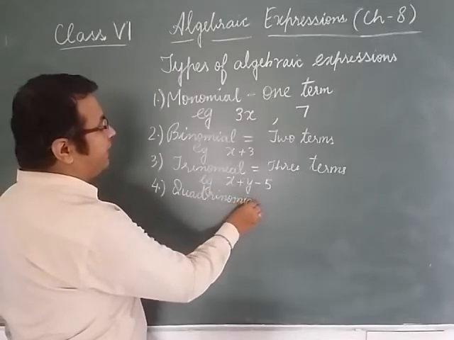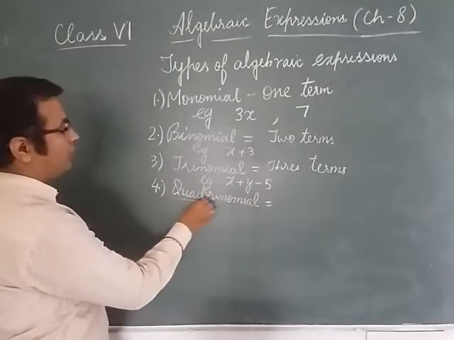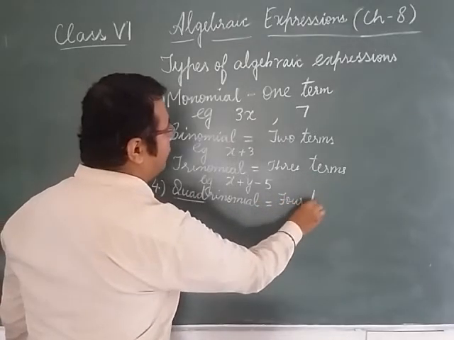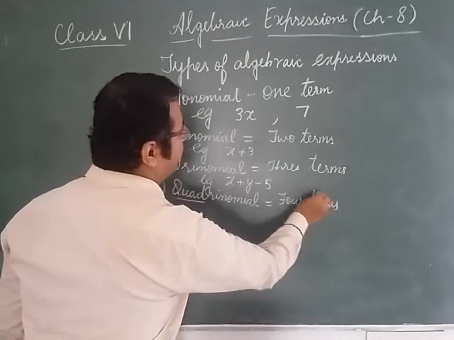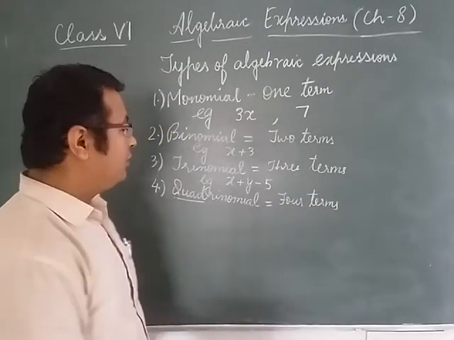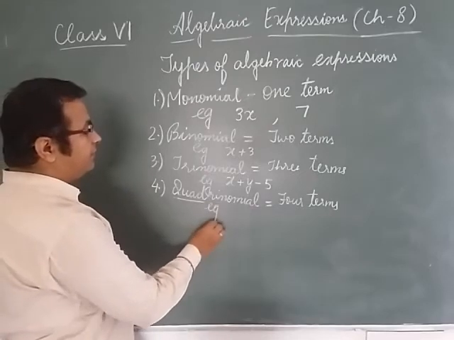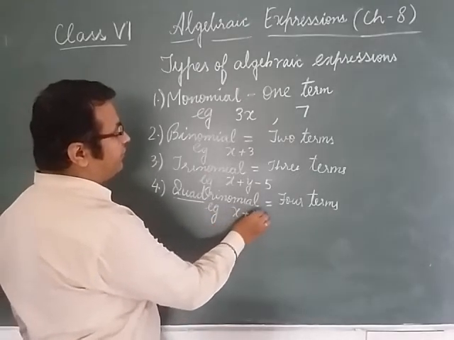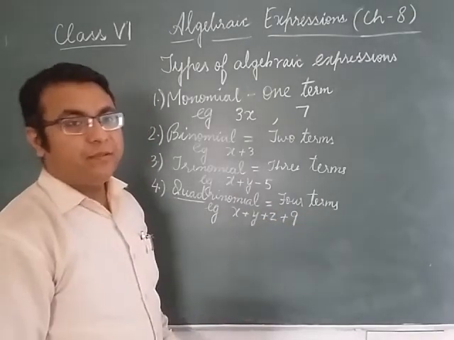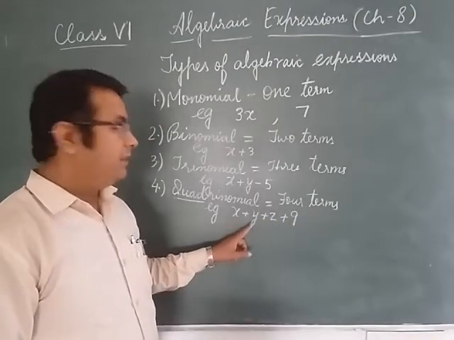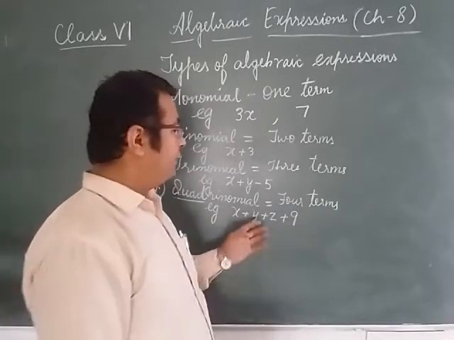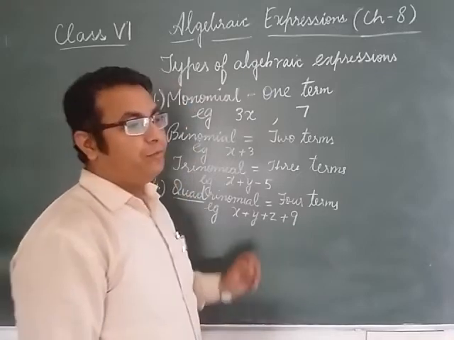Next type is quadrinomial. Quadrinomial, as the name indicates, is made from quad, which means 4 terms. A quadrinomial contains 4 terms. Okay. So an expression which contains 4 terms is called a quadrinomial. For example, if I write x plus y plus z plus 9. How many terms are there? One is x, then y, then z, and then 9. So in total there are 4 terms. So it is called a quadrinomial.